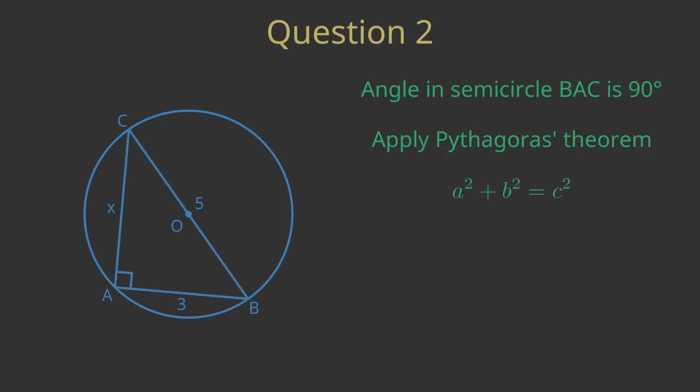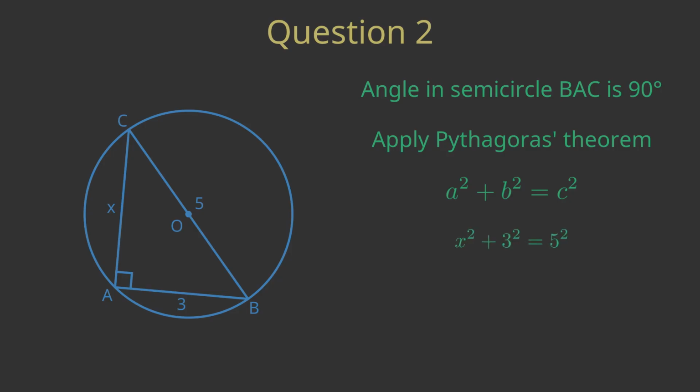Pythagoras tells us that a squared plus b squared equals c squared. In the formula, c is the hypotenuse, which is the side opposite the right angle. This is the diameter BC, length 5. A and B are the other two sides with lengths x and 3.